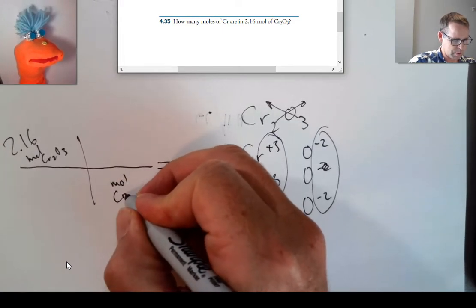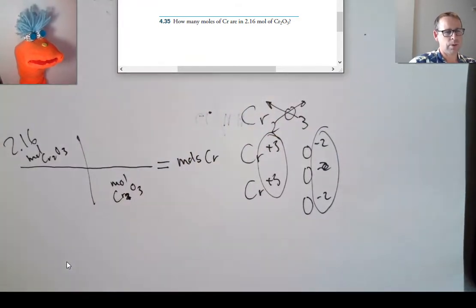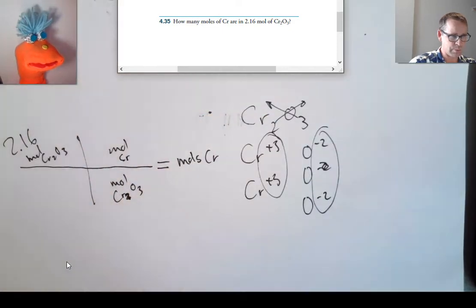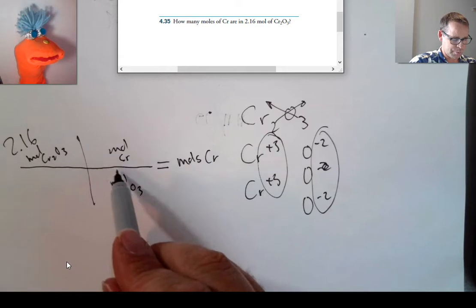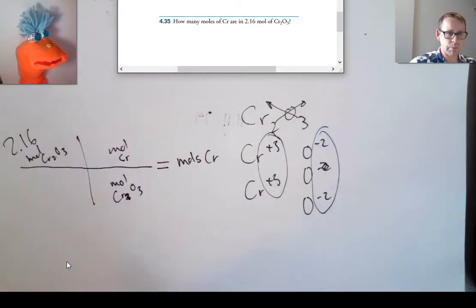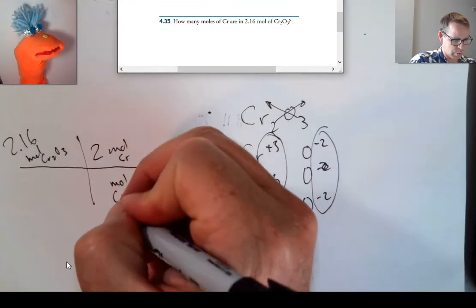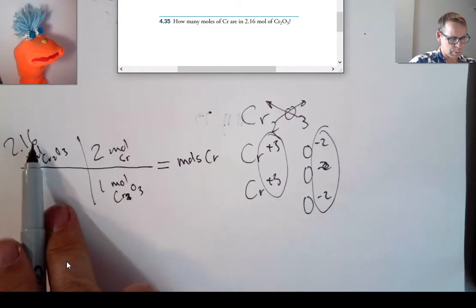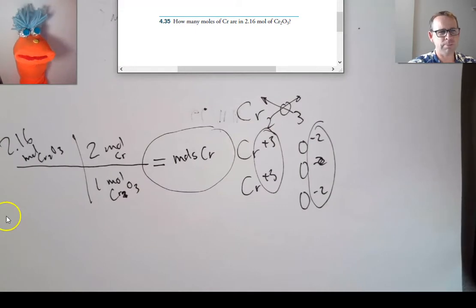Good. Moles of chromium, chromium 3 oxide. Very good. And up here, can I relate that to moles of chromium? Well, see, moles of chromium here, moles of this stuff. Do we know how many moles of chromium there are for every mole of that chromium 3 oxide? Oh, there's 2. That's right, 2 moles of chromium for every 1 mole of that material. So the 2.16 times 2 should give us our answer there. Got it? Yeah, okay.